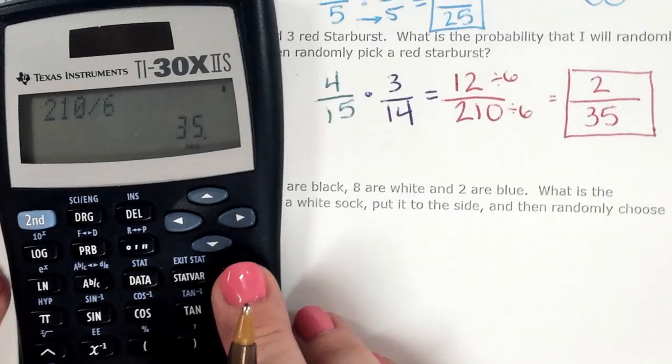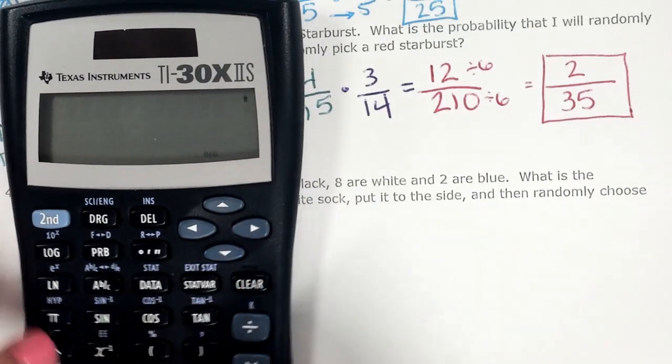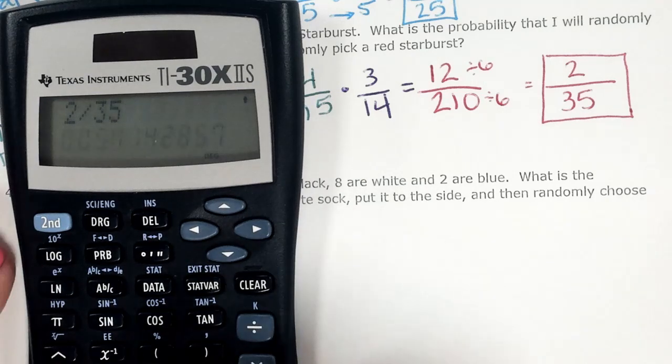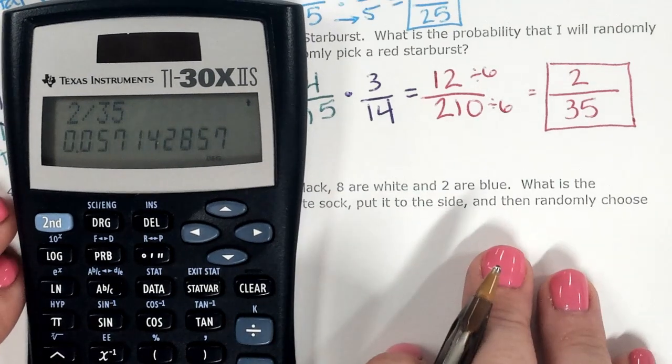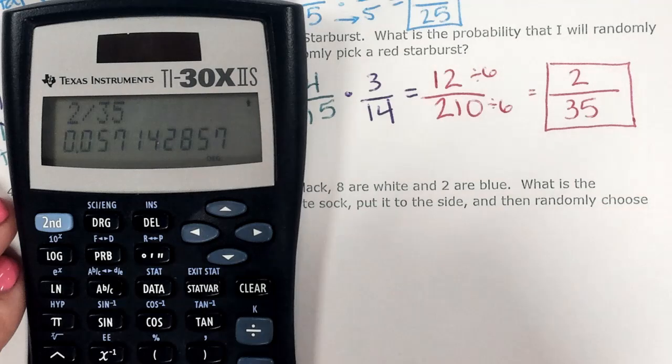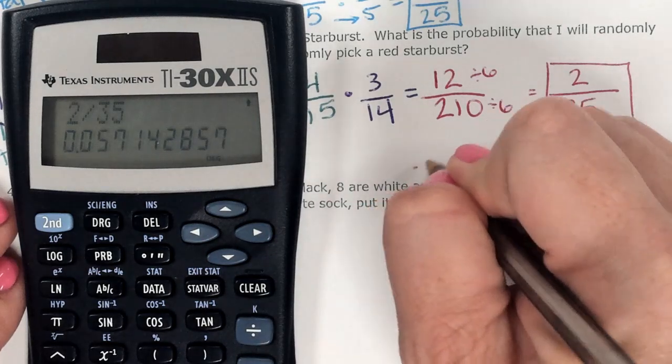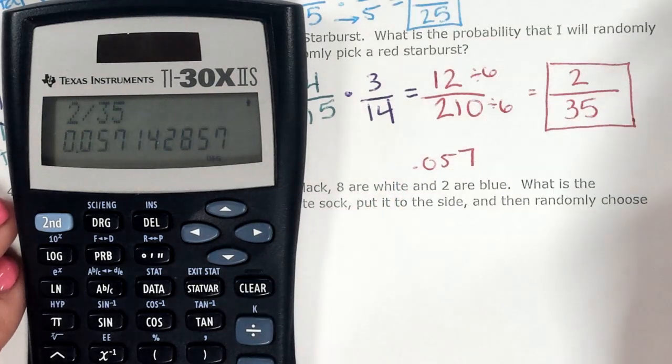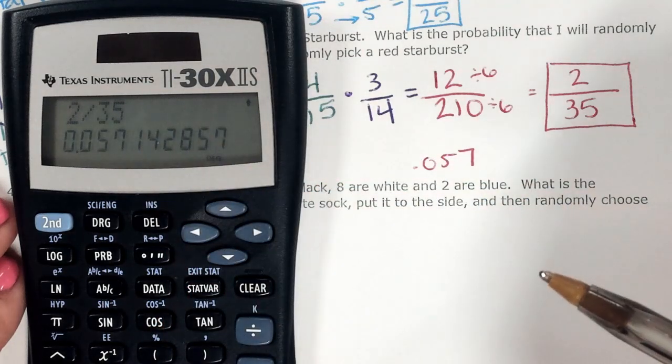Now, I'm not done. That's the fraction, so we want to find the percent. So 2 divided by 35. And we get this long decimal, which I'm not worried about all that. Write it to the thousands place. So 0.057. And I don't need to round up because it's a 1 after.